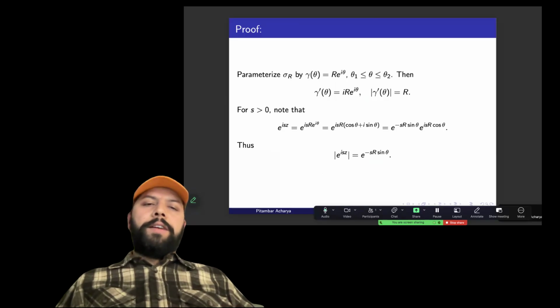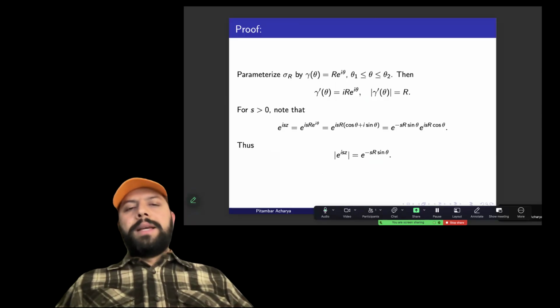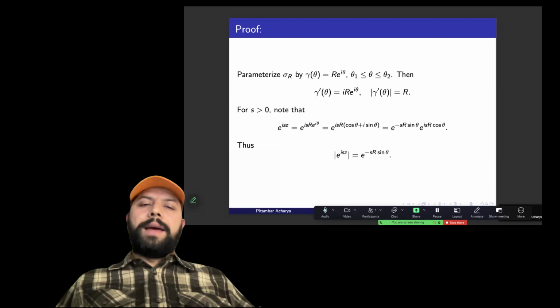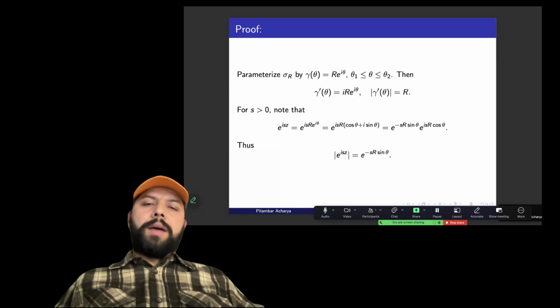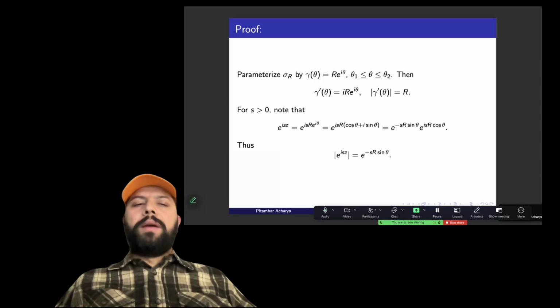Then the derivative of this gamma theta is denoted by gamma prime theta, which is equal to i r e to the i theta. Taking the absolute value or magnitude of this complex number, i e to the i theta will be equal to 1, and it remains r. So the absolute value of gamma prime theta will be equal to r.